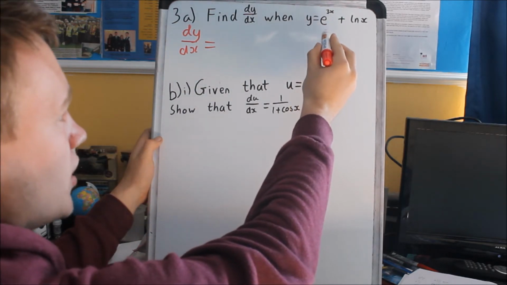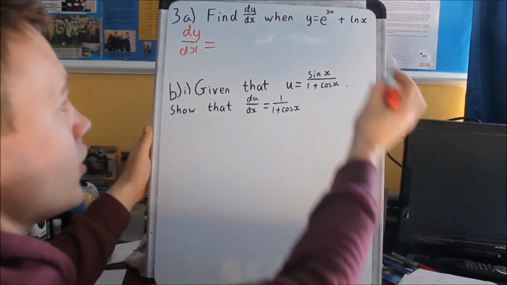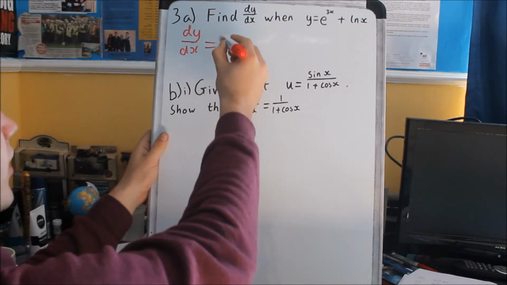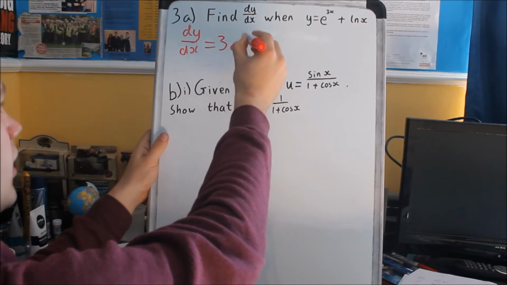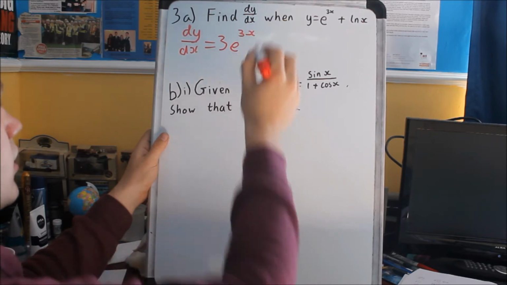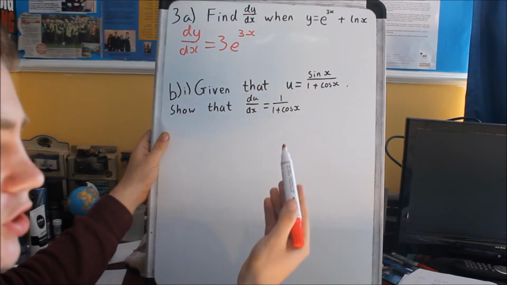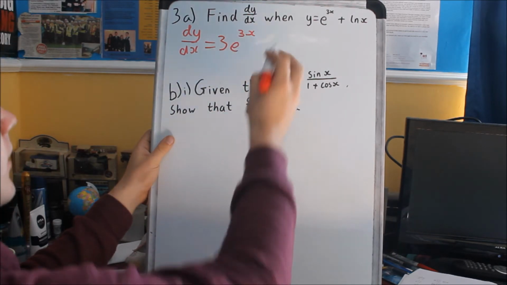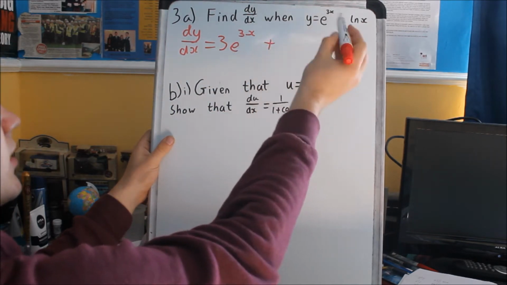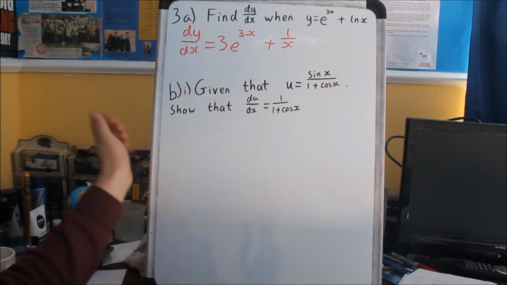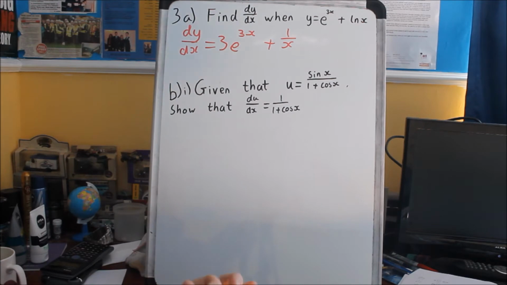So you've got to differentiate e to the 3x, and then you've got to differentiate ln x, but there's no nasty formulas. To differentiate e to the 3x, you get 3e to the 3x, because you multiply by the coefficient of x, but then you don't reduce that coefficient. And the natural log of x, differentiate that, you get 1 over x. These are just things you have to know. If you don't know that, you've got to learn that.